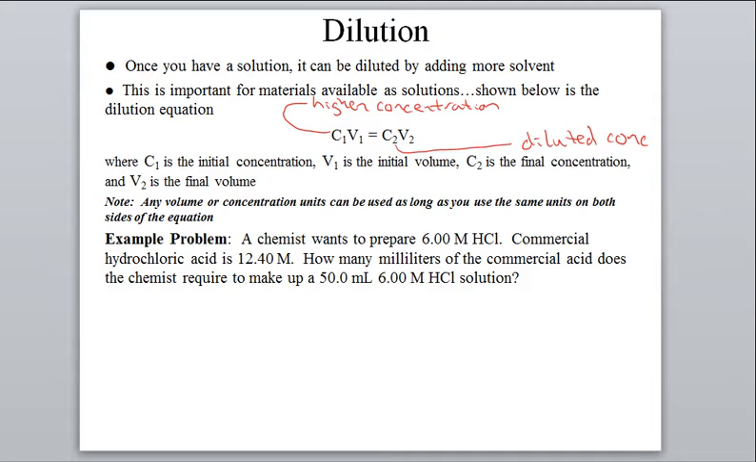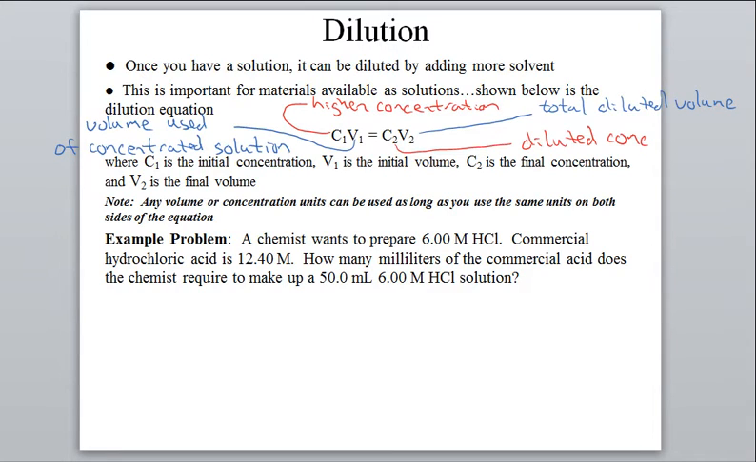V1 and V2: V1 would be what volume of the concentrated solution you are using. V2 is the total diluted volume. It's not how much solvent you add. V2 is the total diluted volume. The volume units for this equation, again, it doesn't matter what volume units you use. Could be milliliters, could be liters, could be gallons. But if you're using one particular volume unit on one side, it needs to be the same volume unit on the other side. So let's see an example problem.